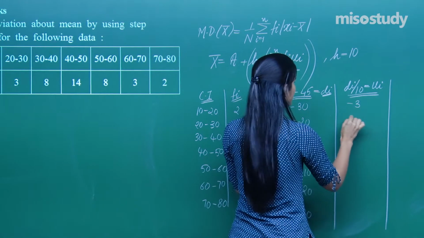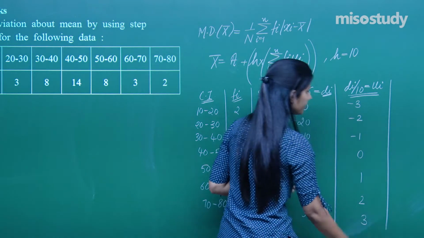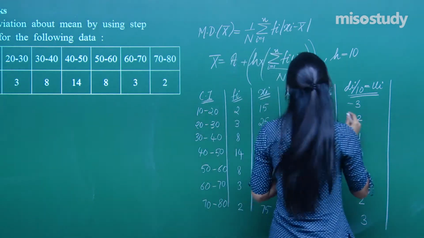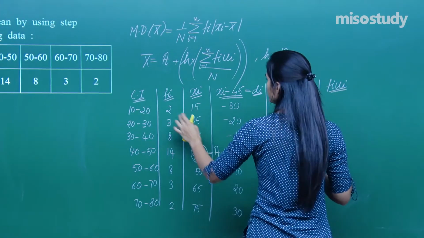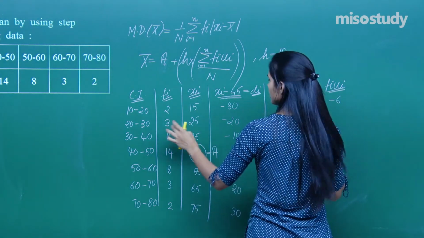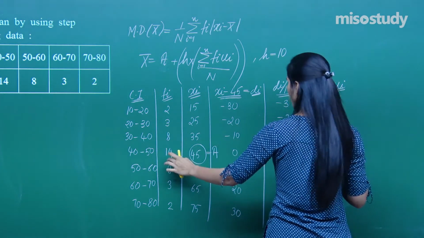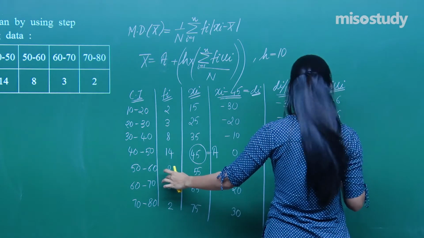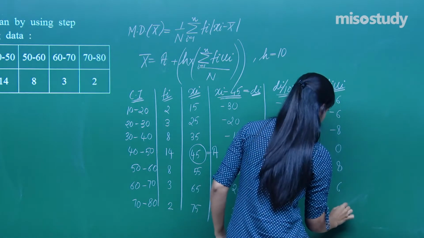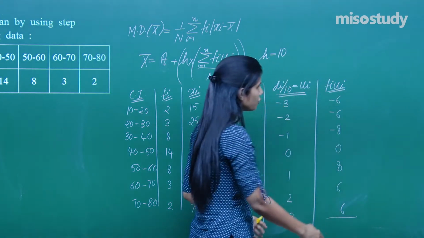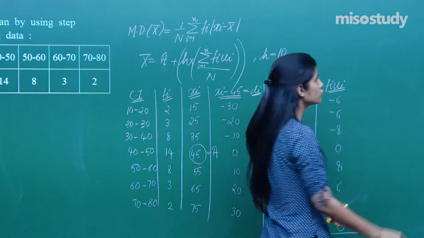This is minus 3, then minus 2, then minus 1, 0, 1, 2 and 3. After that I need fi ui. Fi into ui: 2 into minus 3, 3 into minus 2, 8 into minus 1, 14 into 0, 8 into 1, 3 into 2 and 2 into 3. You can clearly see if you add all of them you are getting a big fat 0. So summation fi ui is coming out to be 0.